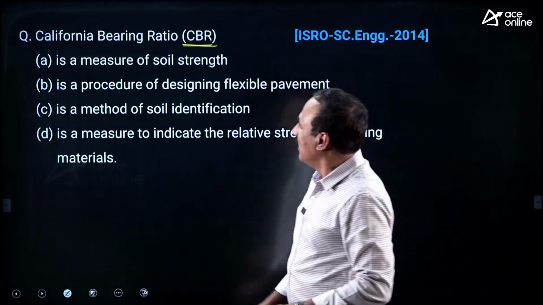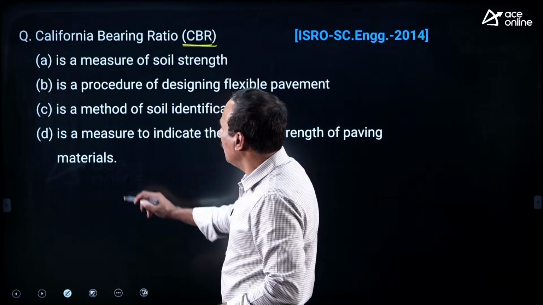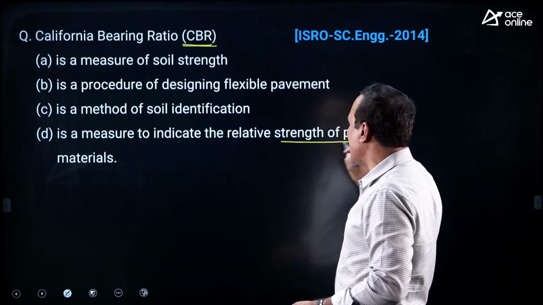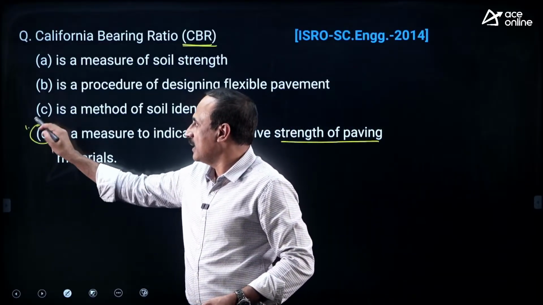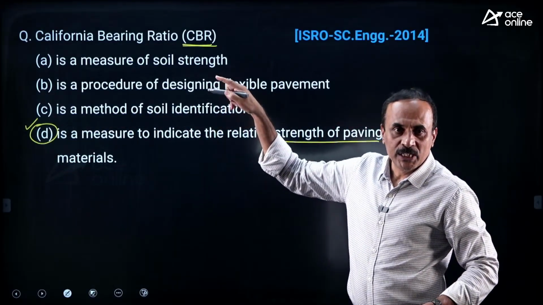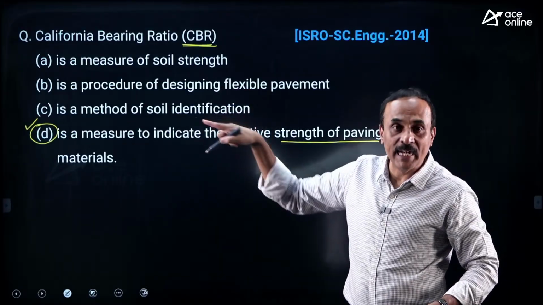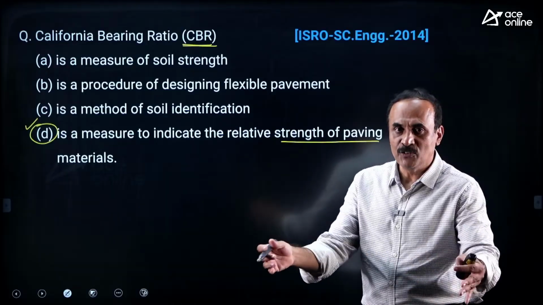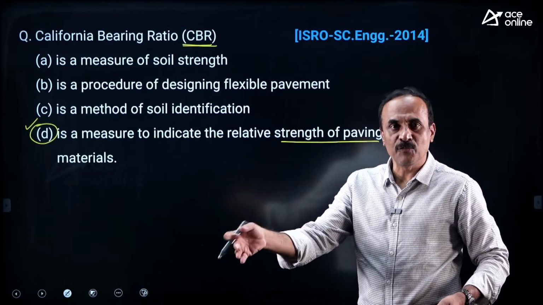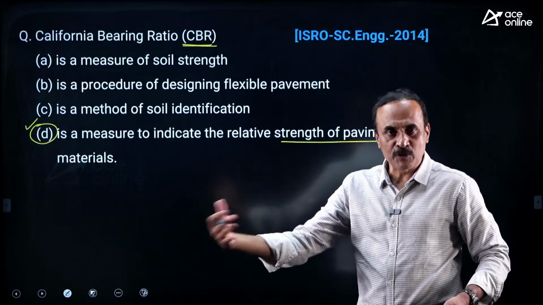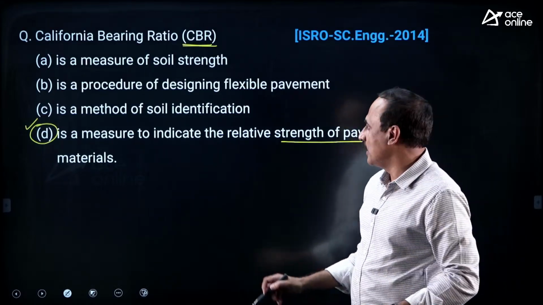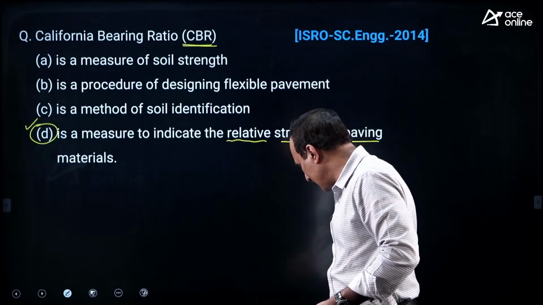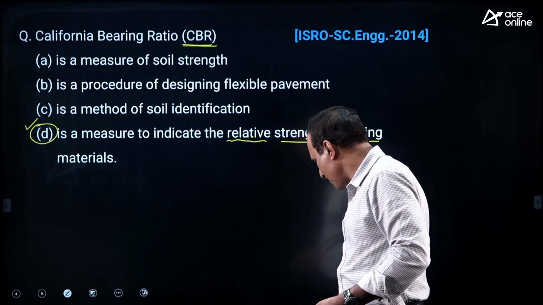Let us see. California bearing ratio is a measure to indicate the relative strength of paving material. CBR gives you the strength of the subgrade soil relative to crushed aggregate available at California. It gives you the relative strength of the subgrade soil with respect to crushed aggregate. So, it gives you a relative strength. Answer is option D, perfect. Arvind, perfect. Very good.